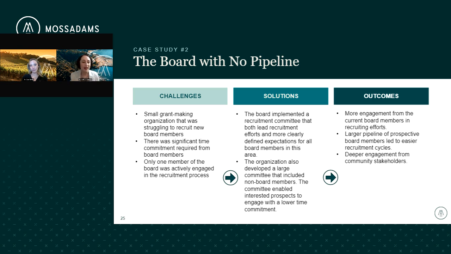So they set up this committee. It included some board members, primarily non-board members, other stakeholders from the community, folks who are interested in the mission and the work that was happening, so that they could engage in kind of this lower stakes way that was still producing a really meaningful outcome for the organization.